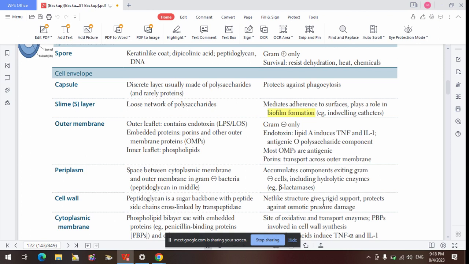Then lipoteichoic acid, which is only present in the cell membrane of gram positive, acting like lipid A because it can also stimulate release of interleukin 1, TNF alpha, and interleukin 6 that can drive endotoxic shock or septic shock. Do we understand, guys? Do you understand?